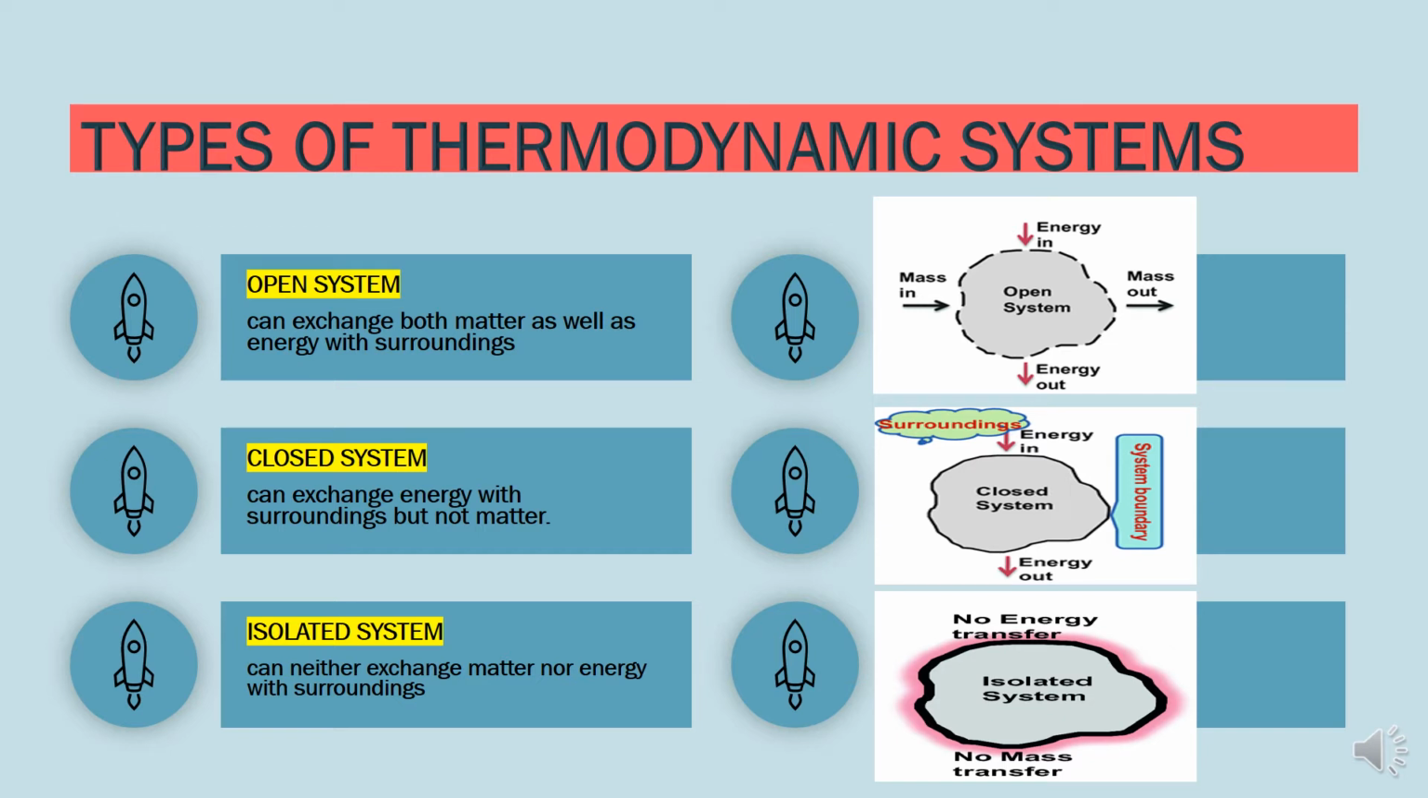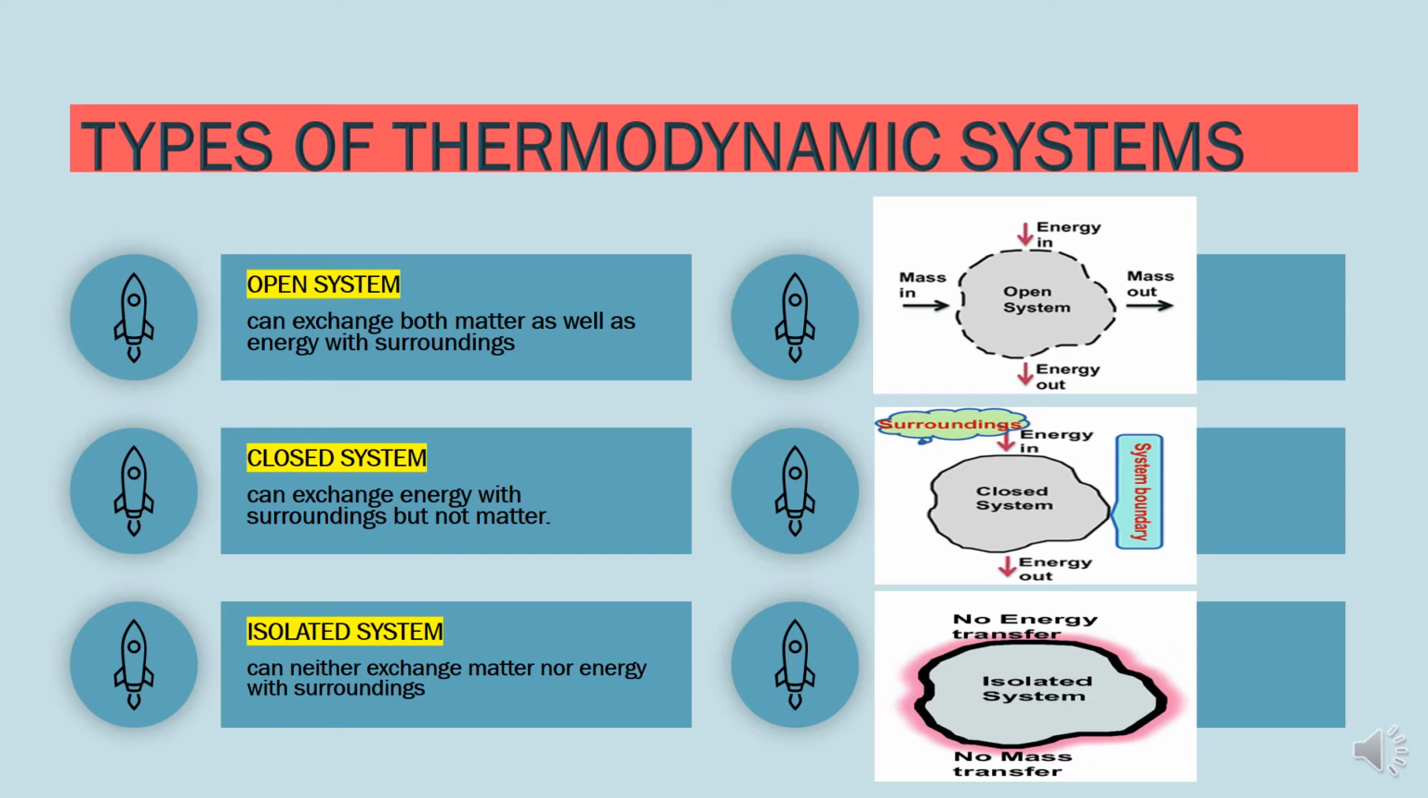But as the container has metallic walls, and metal is a good conductor of heat, exchange of energy can take place between the surroundings and the system. Hence, this kind of system is called a closed system.